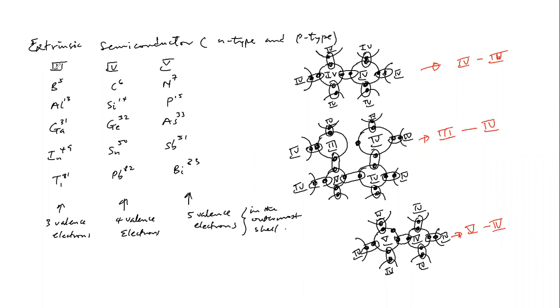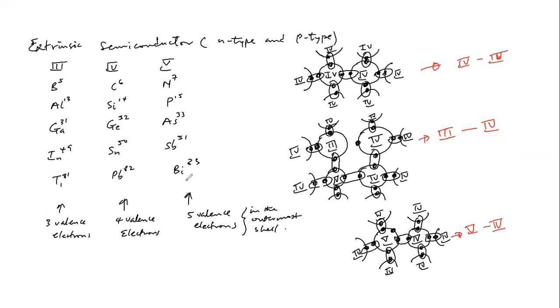And here we have the column 3 elements having three valence electrons in the outermost shell, and the column 4 elements having 4 valence electrons in their outermost shell, while the column 5 elements have 5 valence electrons in their outermost shell. For column 3, we have boron, aluminium, gallium, indium, and thallium, while for group 4, we have carbon, silicon, germanium, tin, and lead, and for group 5, we have nitrogen, phosphorus, arsenic, antimony, and bismuth, okay?